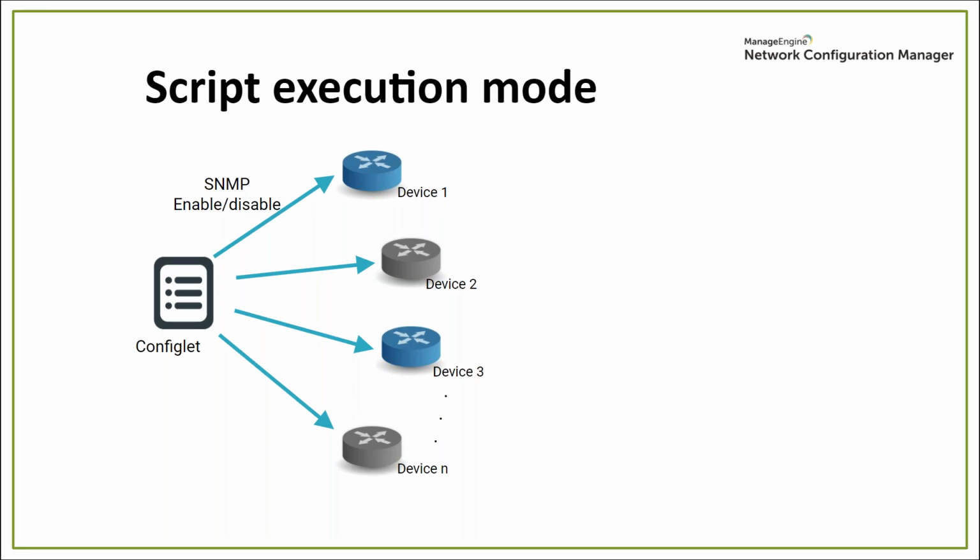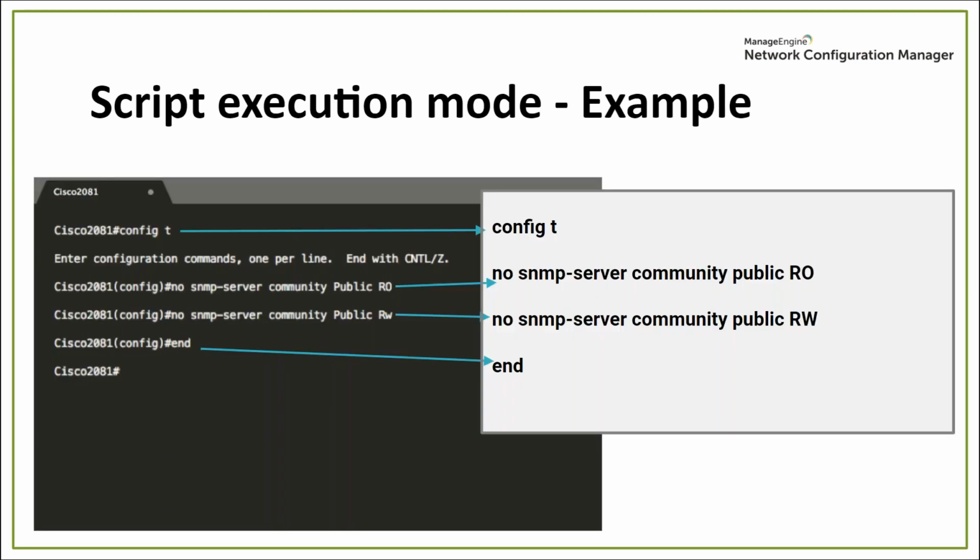or disable SNMP in a single device or multiple devices at the same time. So here's a comparison of how the commands would look on a PuTTY window and on the NCM configlets window. On the left side, the black window is the PuTTY window where you manually enter all the commands every time you want to execute that particular operation. And on the right side is the white window, which is the configlet console within NCM. So here are the commands. The commands remain the same for both the Telnet or PuTTY console and the NCM console.